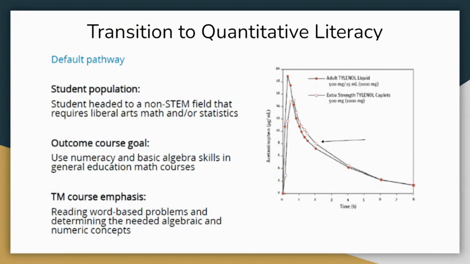One of the transitional courses we offer is Transition to Quantitative Literacy. Students in this class are headed to a non-STEM field that requires liberal arts math and/or statistics. Outcome course goals include using numeracy and basic algebra skills in general education math courses. This course has an emphasis on reading word-based problems and determining the needed algebraic and numeric concepts.